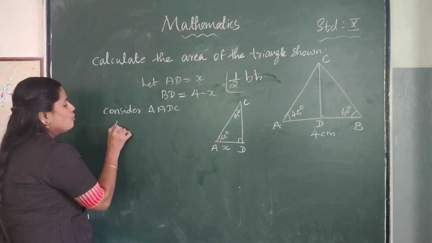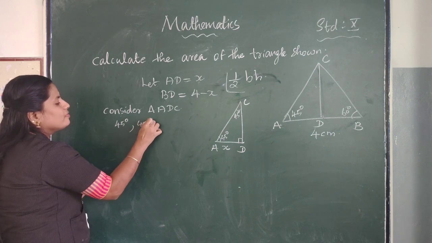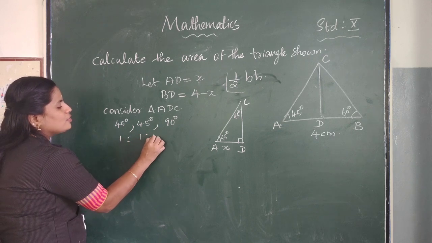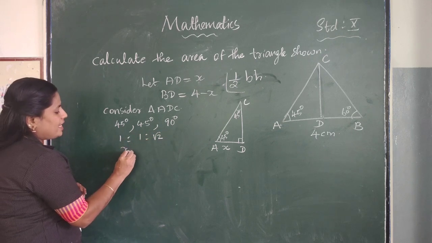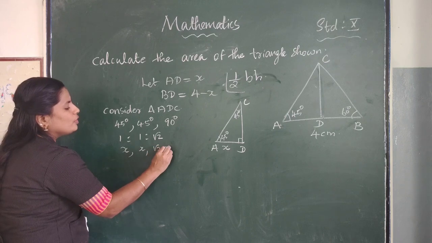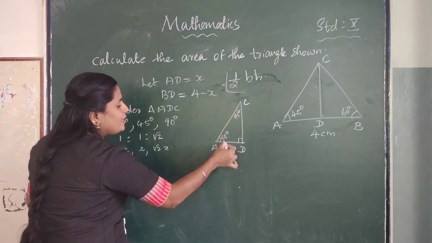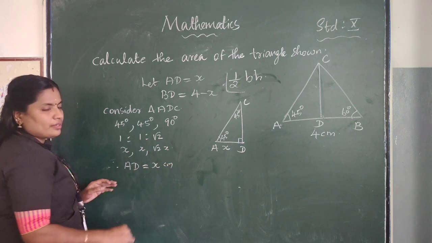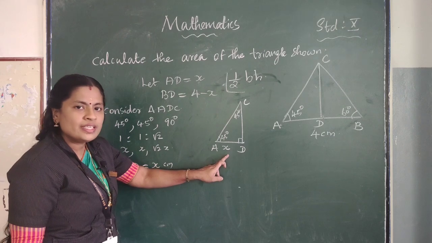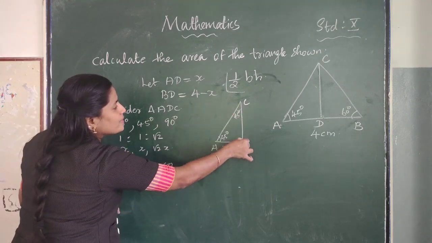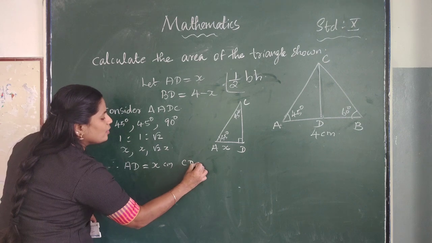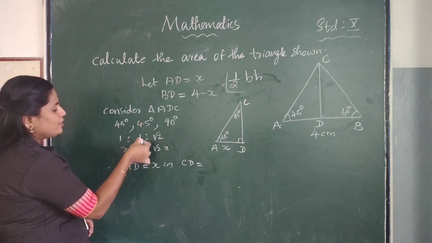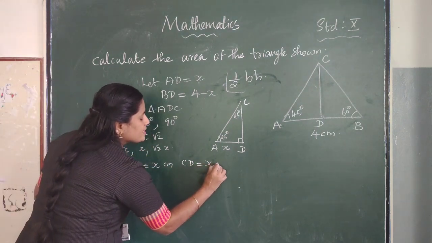So we can write, for 45, 45, 90 degree, the ratio is 1 is to 1 is to root 2, or we can write x, x, root 2 x. Therefore AD equal to x centimeter, AD is the opposite of 45 degree. CD is also opposite of 45 degree, that is x centimeter.